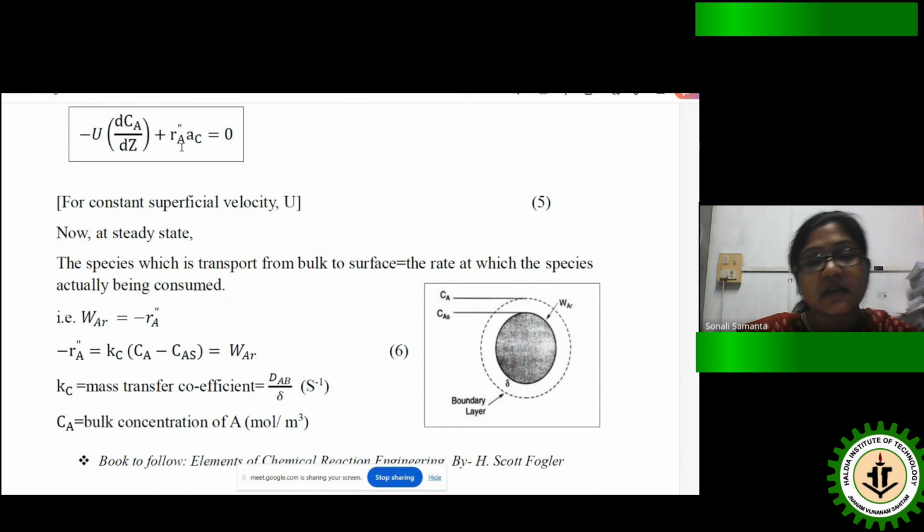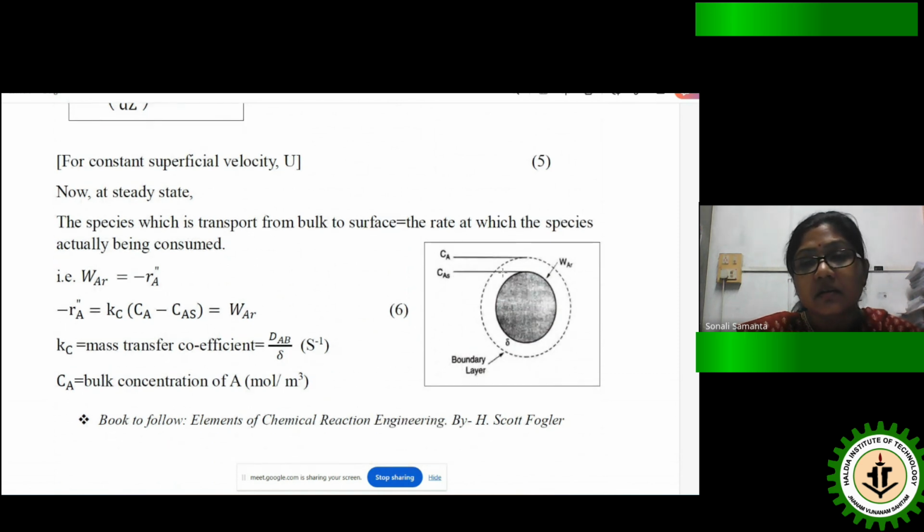RA double prime is actually nothing but the decomposition of reactant A. Now, if you consider this is a single particle and this is a boundary layer thickness, the concentration in the bulk gas phase is considered as CA, and that at the surface is considered as CAS.